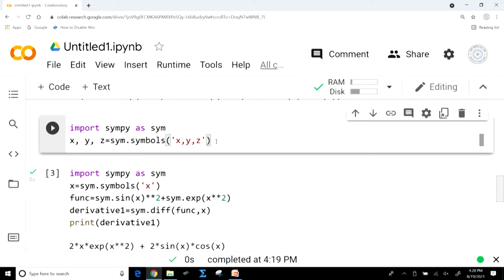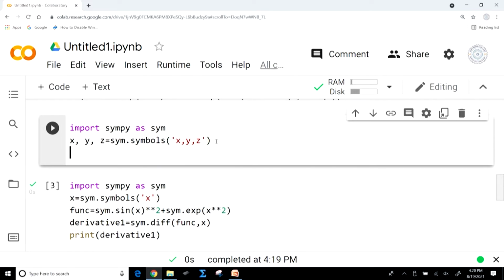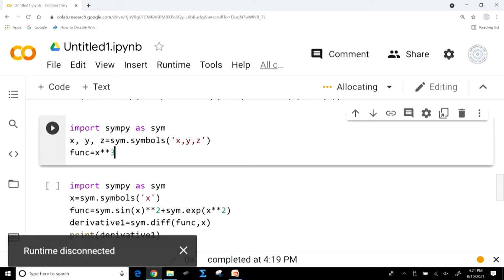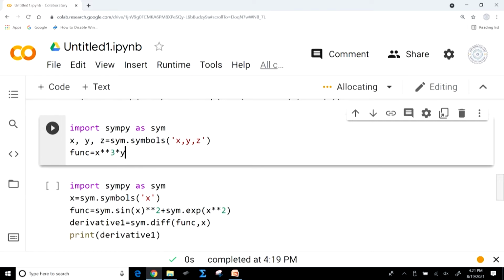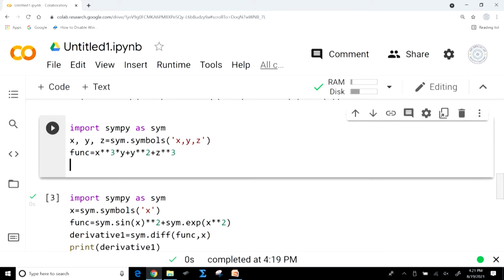Then you can define the function whose partial derivative you want to calculate. Suppose that function is denoted by func, equal to x cube into y, plus y square, anything you can take, and then plus z cube, for example. This function you have defined.